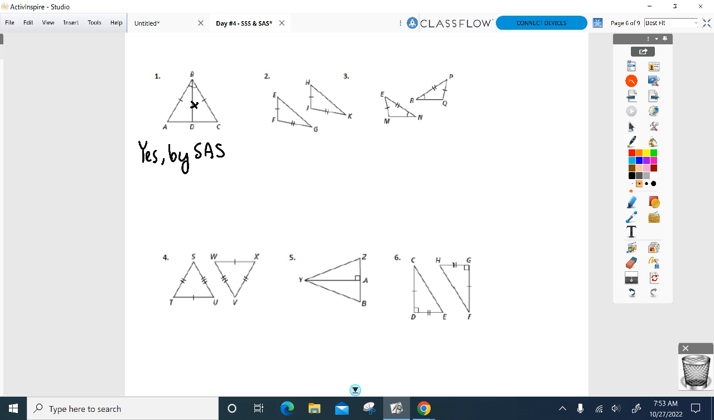Everyone see the side angle side in effect. The angle is in between the two sides, and you have to mark the reflexive side.